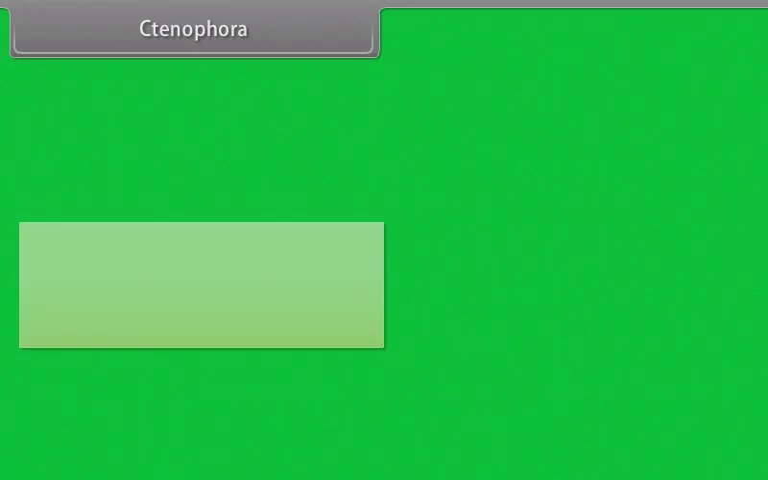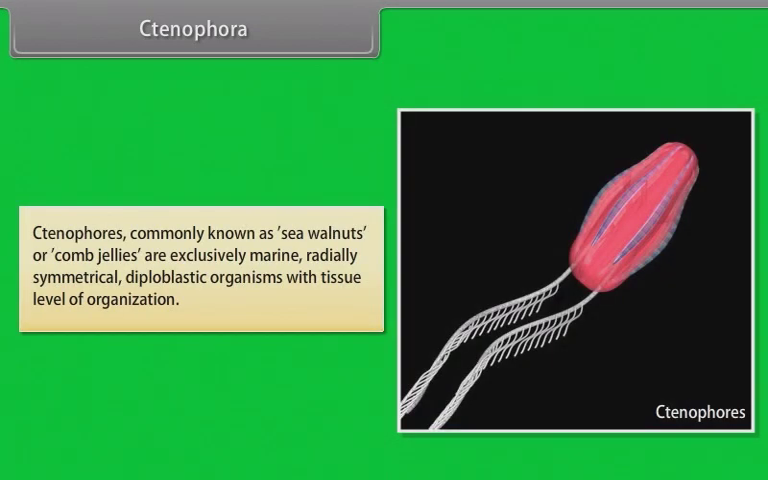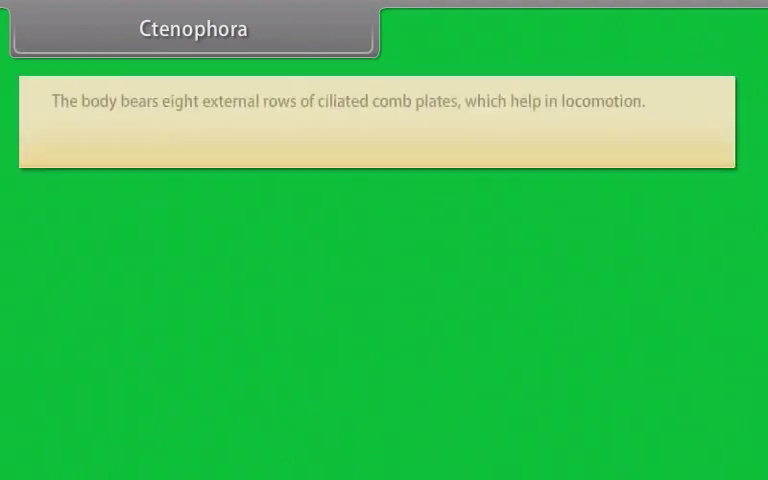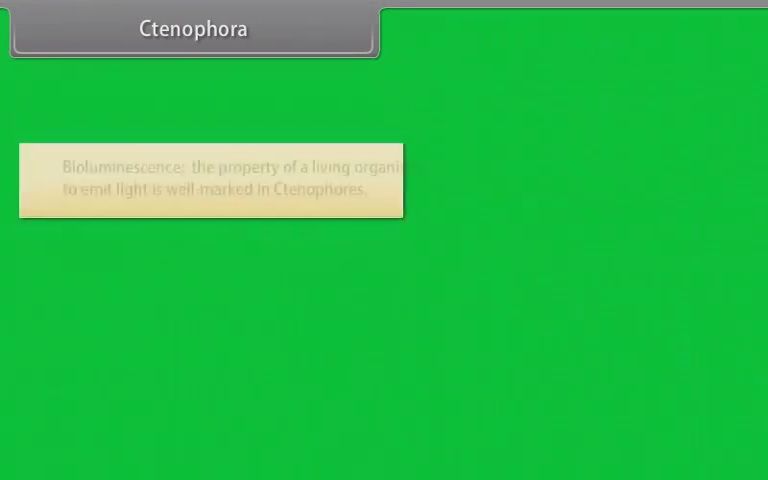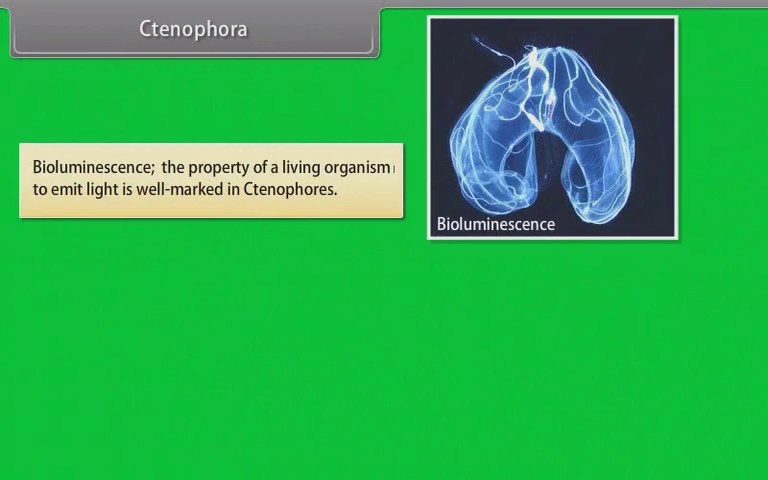Ctenophora. Ctenophores, commonly known as sea walnuts or comb jellies, are exclusively marine, radially symmetrical, diploblastic organisms with tissue level of organization. The body bears 8 external rows of ciliated comb plates which help in locomotion. Digestion is both extracellular and intracellular. Bioluminescence, the property of a living organism to emit light, is well marked in ctenophores.